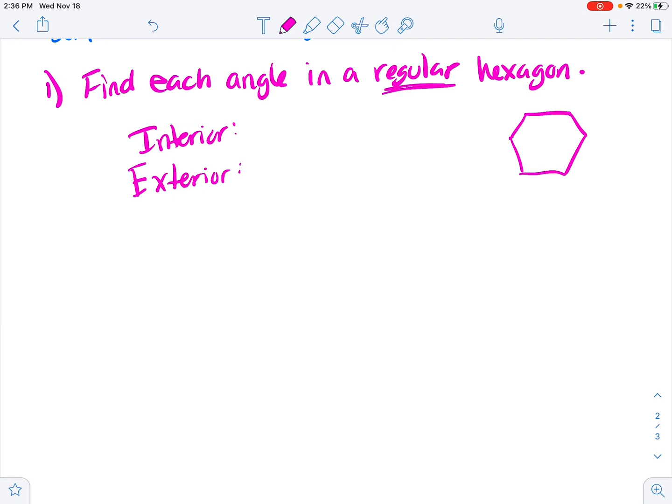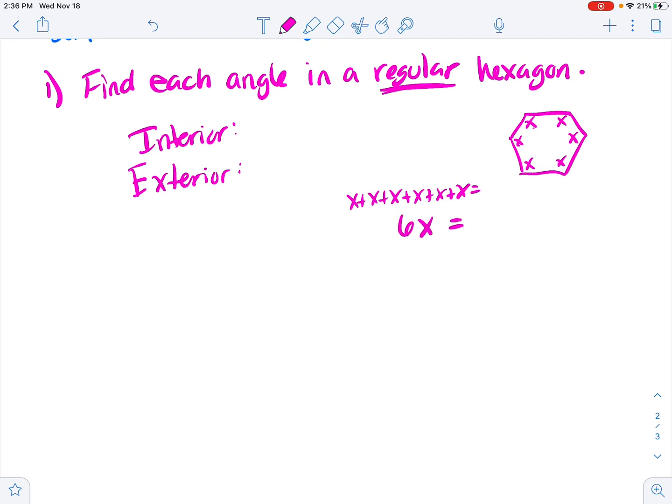1, 2, 3, 4, 5, 6. Okay, now it's regular. What does regular mean? Regular means every single angle is exactly the same. So I'm going to call each one X. Now if I want to find each of those, I'm going to add them all together like we used to. So we have 1, 2, 3, 4, 5, 6 X's. X plus X plus X plus X plus X plus X, which is 6X.